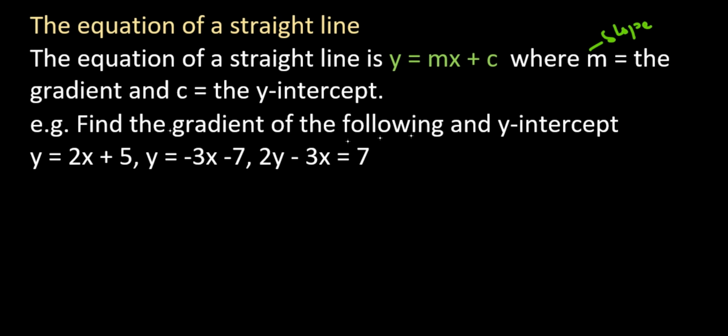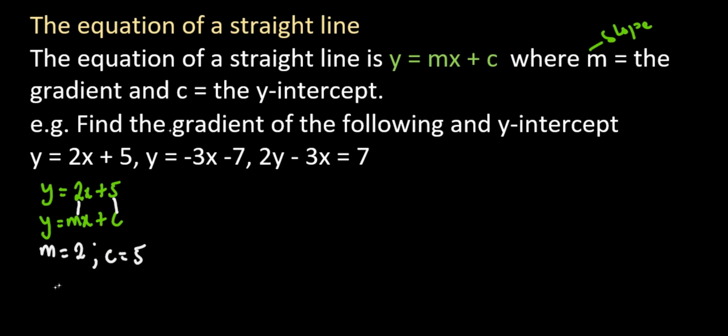Find the gradient and the y-intercept of the following. The first one is y is equal to 2x plus 5. So we write the equation of the straight line, y is equal to mx plus c. There are two formulas for the equation of a straight line I will give to you, but this is the first one. m is equal to 2, c is equal to 5 rather. In this case we have been able to get the gradient and the y-intercept.